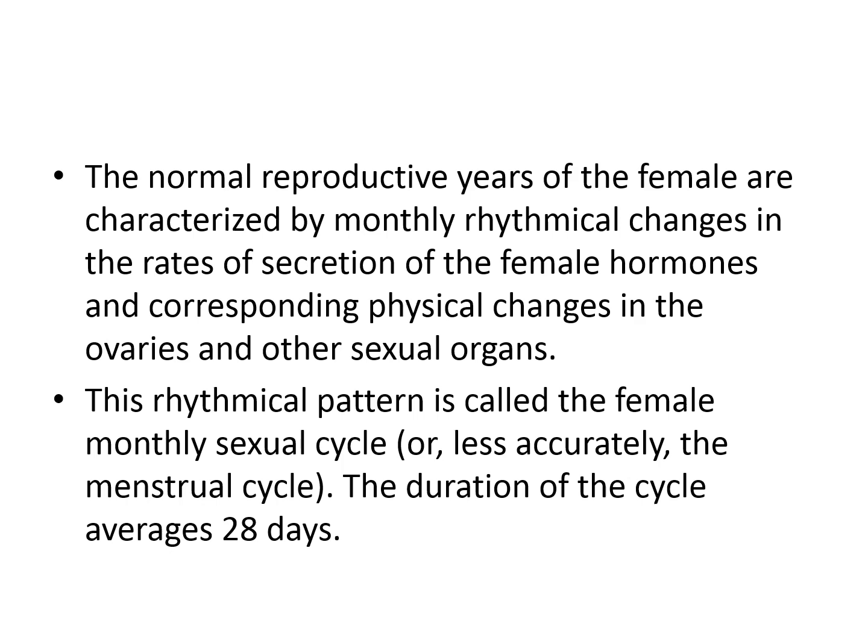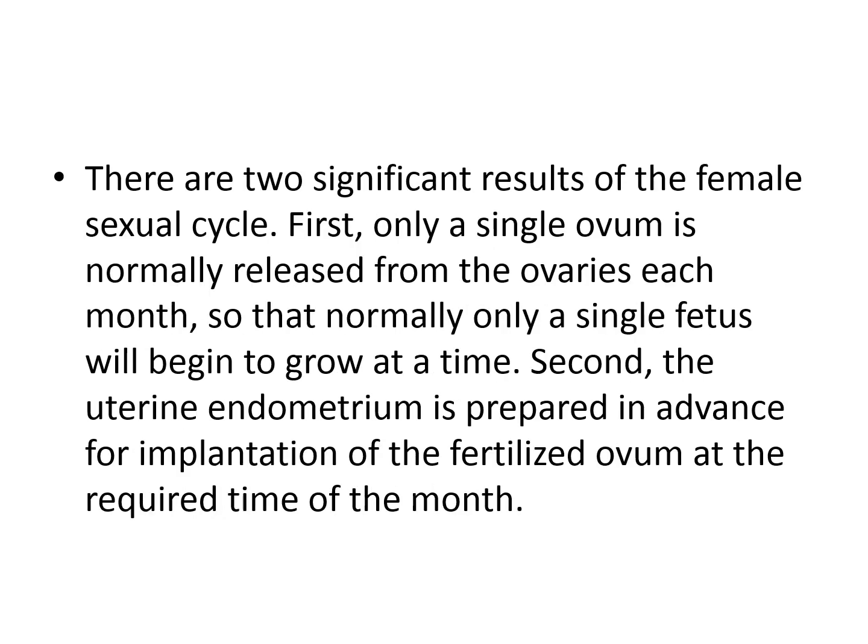The duration of the cycle averages 28 days. There are 2 significant results of the female monthly sexual cycle. First, only a single ovum is normally released from the ovaries each month, so that normally only a single fetus will begin to grow at a time. Secondly, the uterine endometrium is prepared in advance for implantation of the fertilized ovum at the required time of the month.